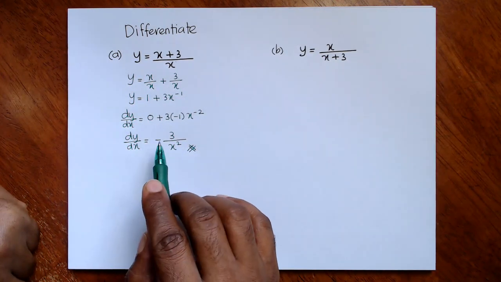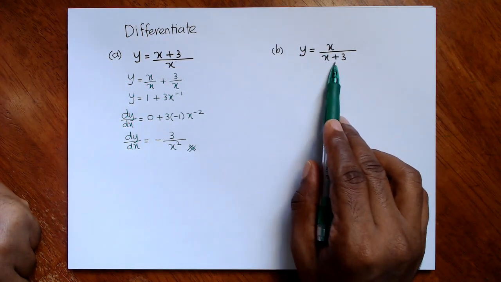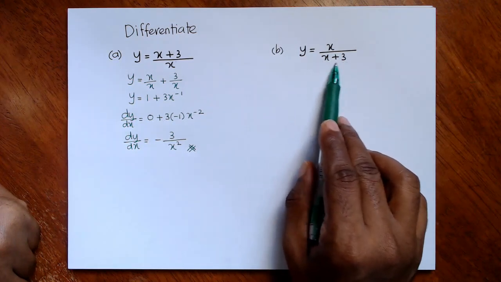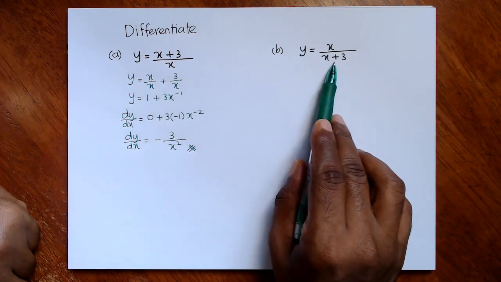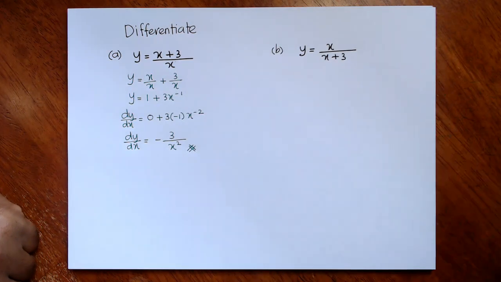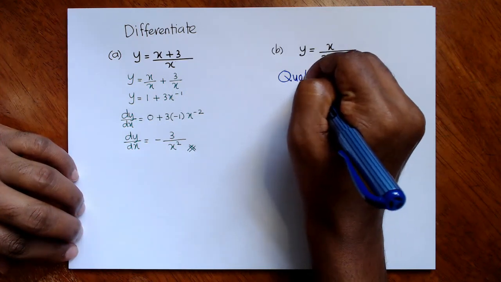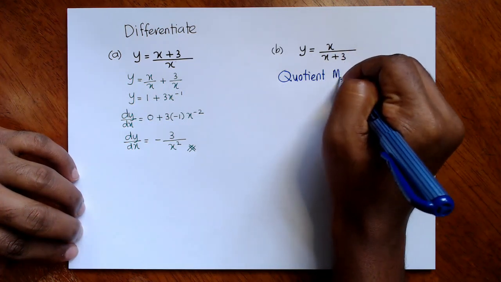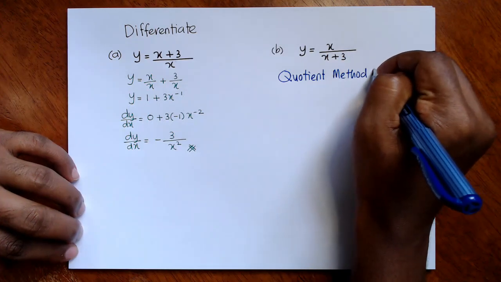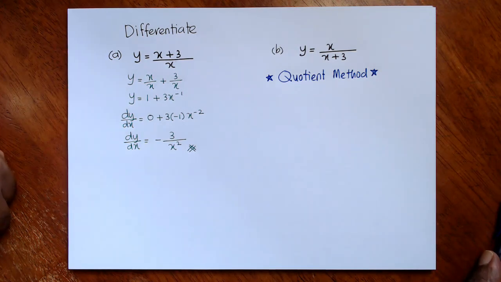But can we do the same thing for question B? You see, in question B the denominator is x plus 3. You cannot break this up into individual fractions like this. So what can we do? Here we have no other choice but to use a new method, and that new method is known as the quotient method. This is what we do when we have fractions and we cannot break them up like this.